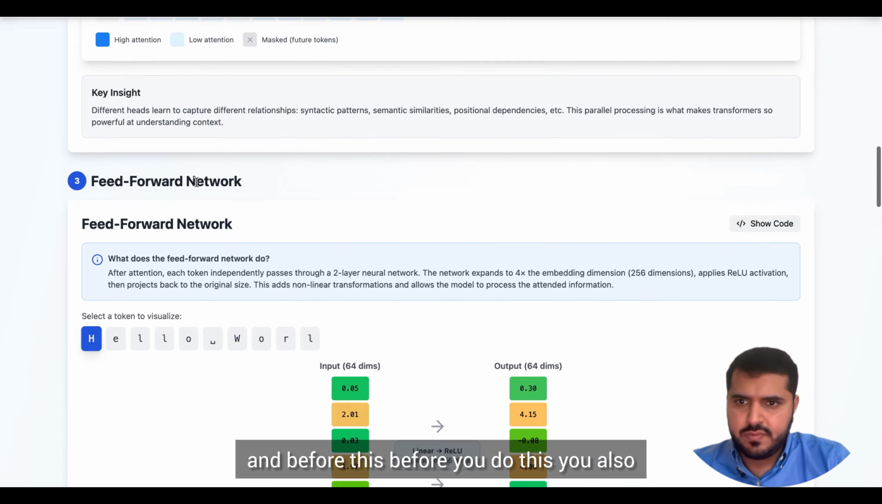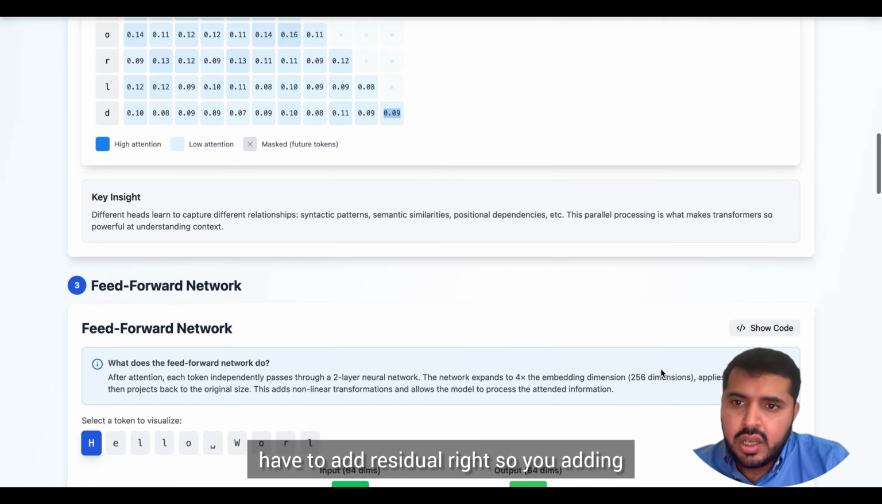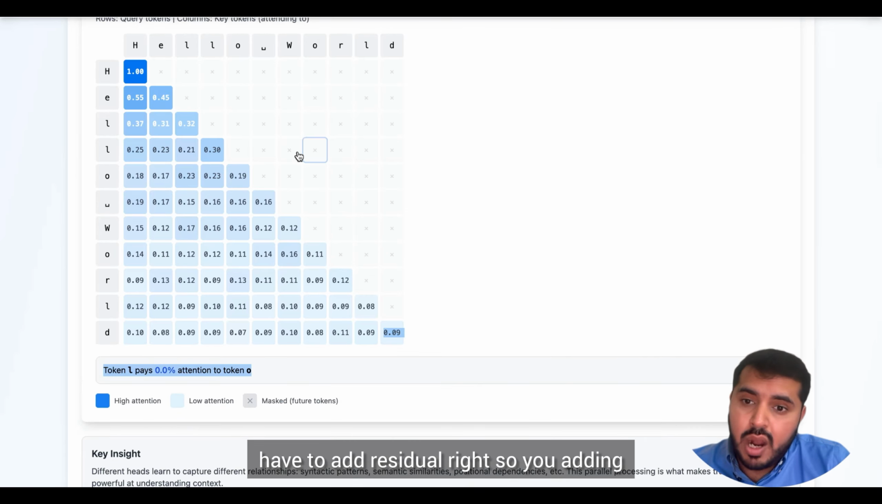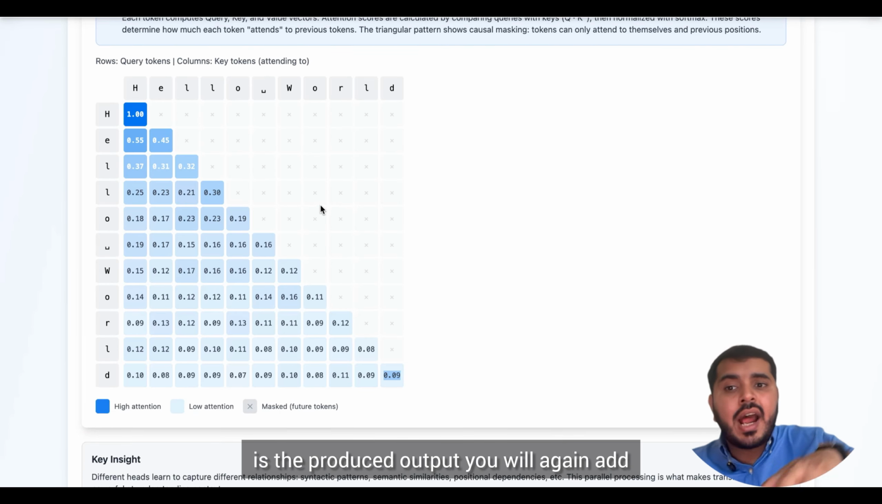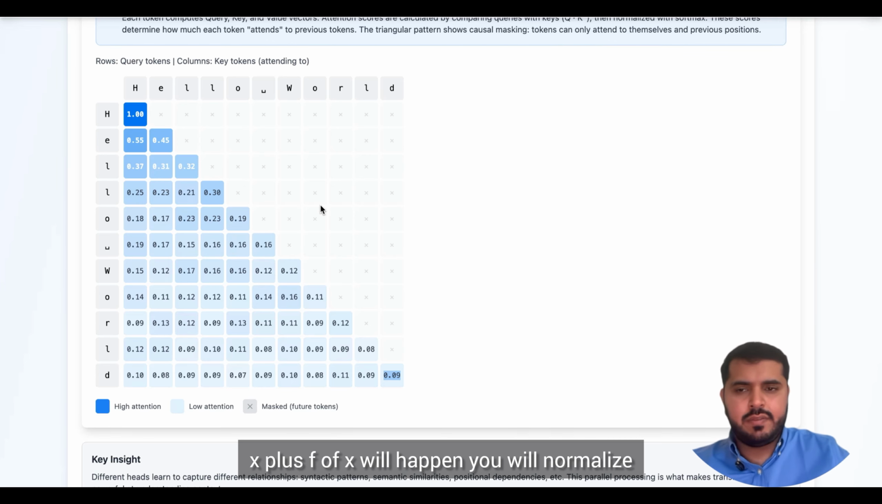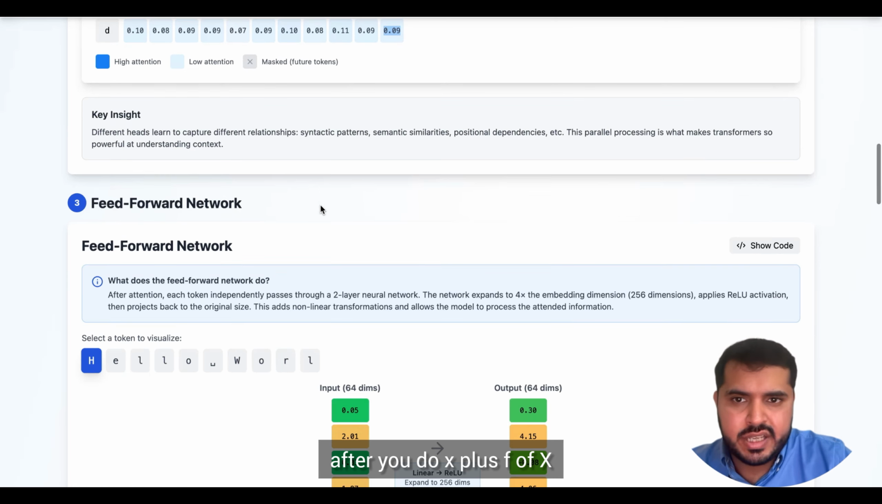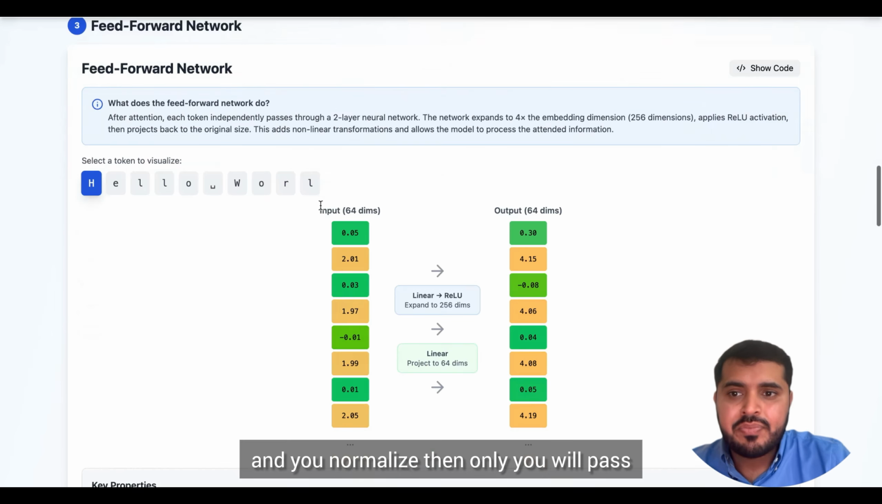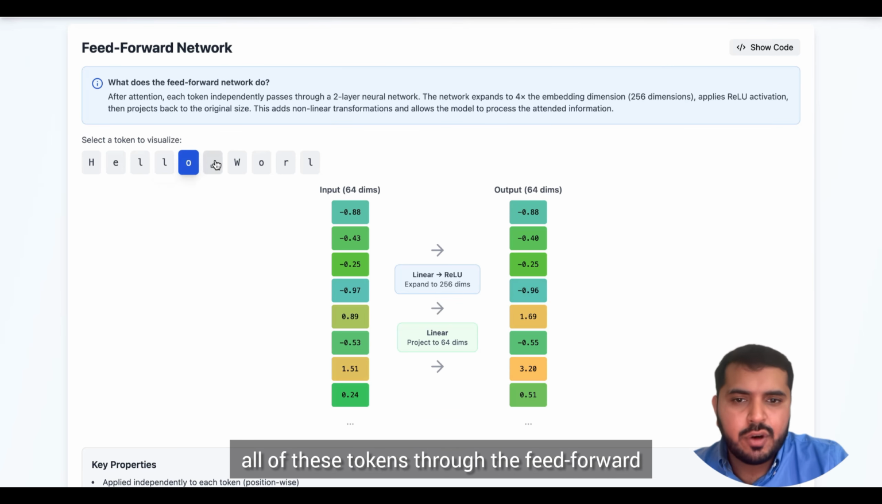And before you do this, you also have to add the residual. Adding the residual means, let's say this is f of x, the produced output. You will again add the embeddings, so x plus f of x will happen. You will normalize. After you do x plus f of x and normalize, only then will you pass all of these tokens through the feed forward neural network.